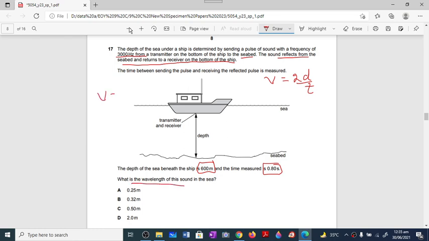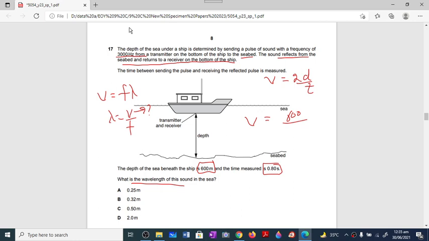So v equals f lambda, and lambda equals v over f. But we don't have the value of v. So first we will calculate the value of v. Now we can take the distance, which is equal to 600 meters, and the time. The time given is the time for moving towards and coming back. So we will divide this time into two equal intervals, so 0.4. Then we will get the speed of sound waves in water as 1500 meters per second.